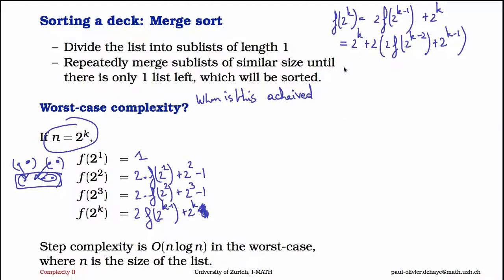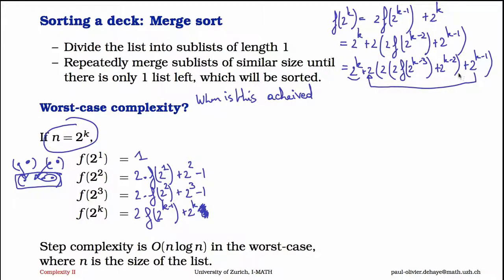Okay, very good. But I can obviously still apply the recurrence here. So I'll have 2^k plus 2 times 2 times 2 times f of 2^(k-3) plus 2^(k-2) plus 2^(k-1), and so on. If I look carefully, I realize here there is a 2^k, and here, thanks to this multiplier, I have another 2^k. And here, thanks to this multiplier, I have another 2^k, because this is multiplied by 2 and multiplied by 2 again. So this is really 2^k.